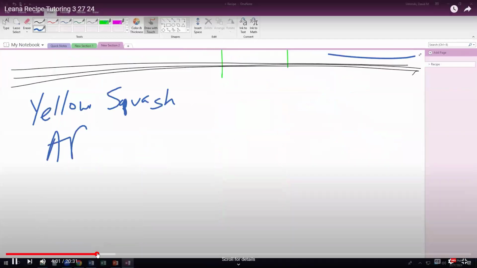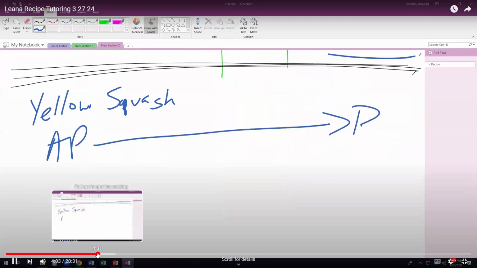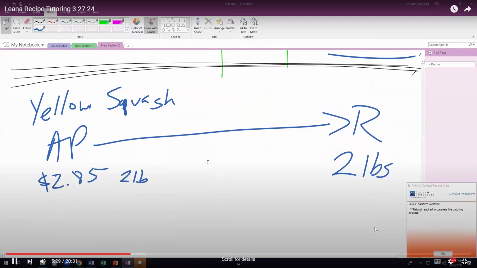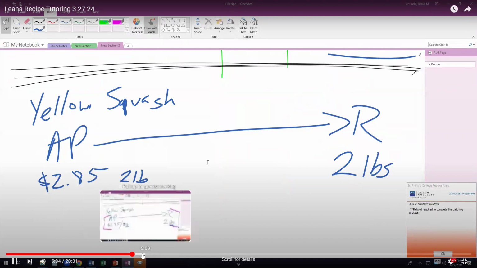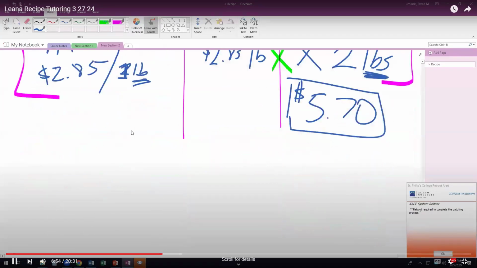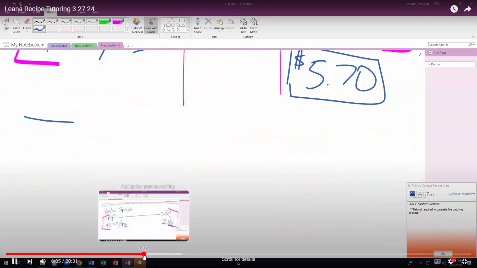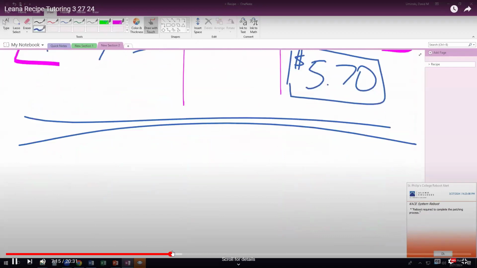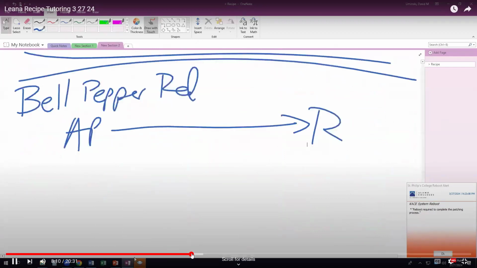Okay, so we did it again with the yellow squash. Again, we start with the AP to the recipe. And remember, you want to give yourself a good amount of space in between so we can add that column in the middle. So 285 per pound, and then we have 2 pounds that are needed. So 285 per pound. I'm sorry, 285 for 1 pound. I apologize. Let's go back and look at that real quick. 285 for 1 pound. We need 2 pounds. And that gives us our 570.